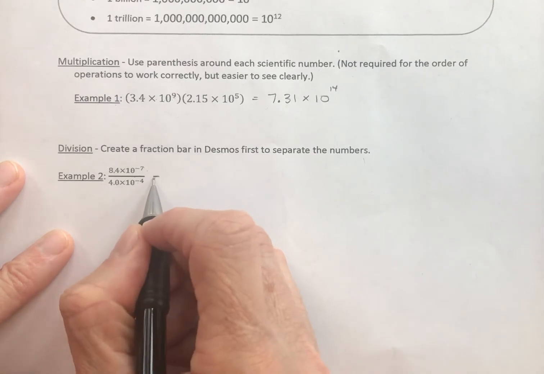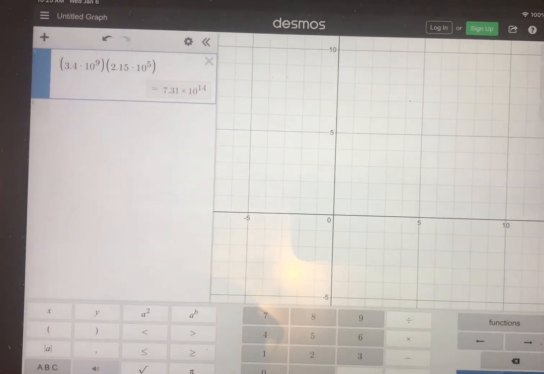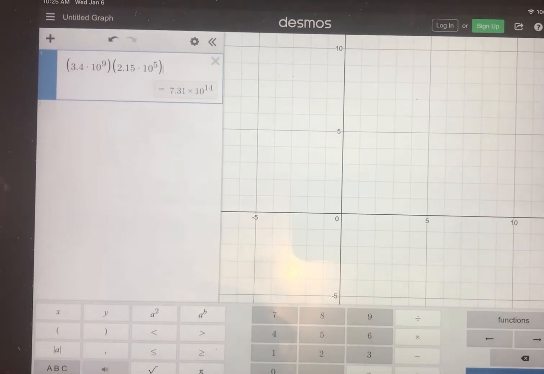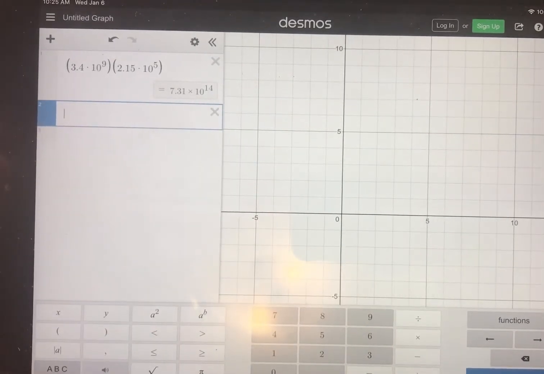What's the answer? Well, again, let's go into Desmos. Let's make sure I can see what I've got going on here. Okay, you should see that. I'll go into row 2 here, tap there, and I'll first press the division. I want my fraction bar. Okay, so it does this correctly.